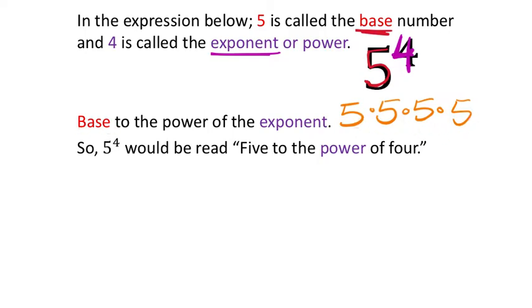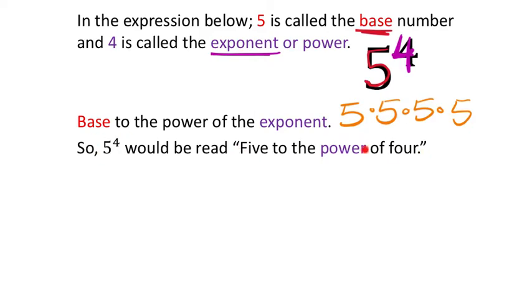You can also see that the base, which is 5, is the number that is being repeatedly multiplied. The exponent of 4 here, which is a smaller number in the upper right corner of the base, tells us how many times the base is being multiplied by itself. So where this exponent is 4, we have 4 of these 5s all being multiplied together. And when you see something like this, it reads 5 to the power of 4.